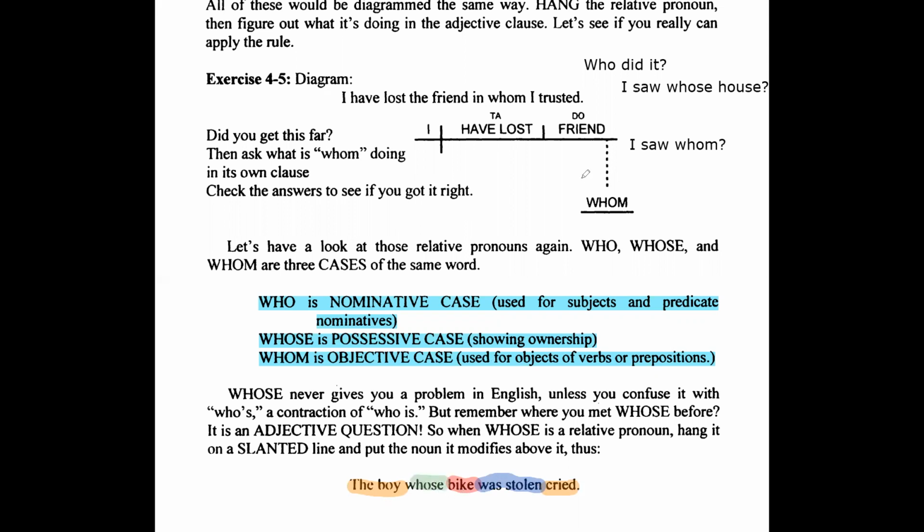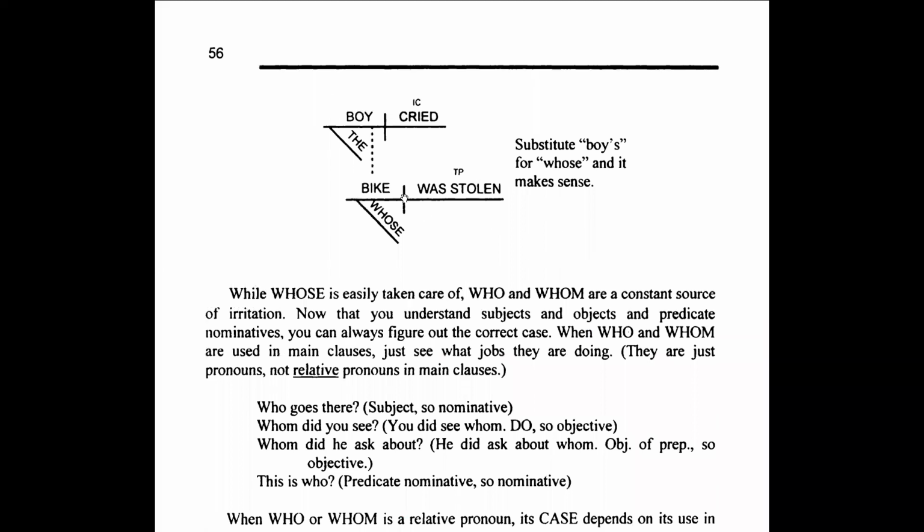Well, let's look at it. You diagram the main clause first, just like you normally would. The boy cried. That's the first thing we do. And then we do the adjective clause. So the boy cried. And then we have the adjective clause. We put the subject, the bike, was stolen, helping verb, main verb. And then whose is modifying bike.